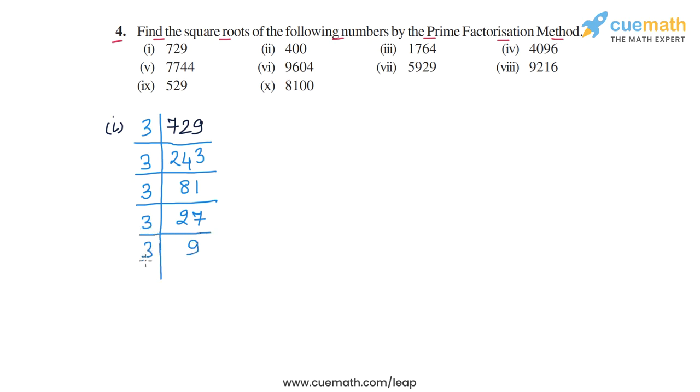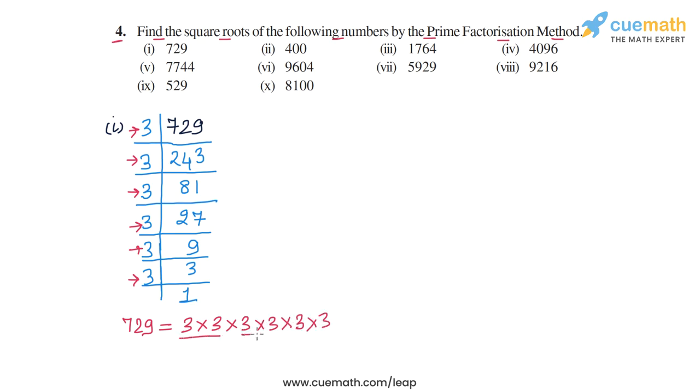And we can take out one more 3. And that gives us a 3, and finally we can take out a 3 and we'll be left with a 1. So the prime factors of 729 are 3, 3, 3, 3, 3 and 3. So 3 is repeated 6 times. So we can write 729 as 3 into 3 into 3 into 3 into 3 into 3. So 3 repeated 6 times, and if we split it into pairs like this, we can see that 729 can be written as 3 into 3 into 3 whole square.